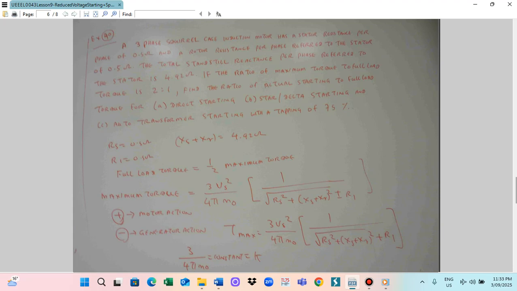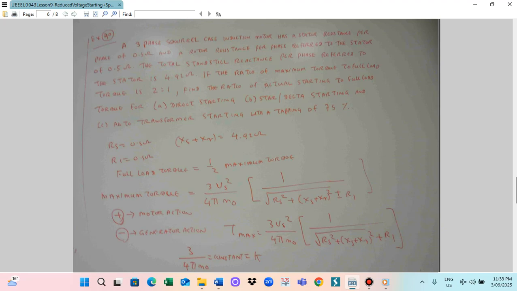And also R1, so R1 is also given as 0.5 ohm. Those are given. The ratio of the maximum torque to full load torque is 2:1. So this is also given. Maximum torque to full load torque is 2:1. Then the full load torque is equal to half of the maximum torque. So they are given in the problem.